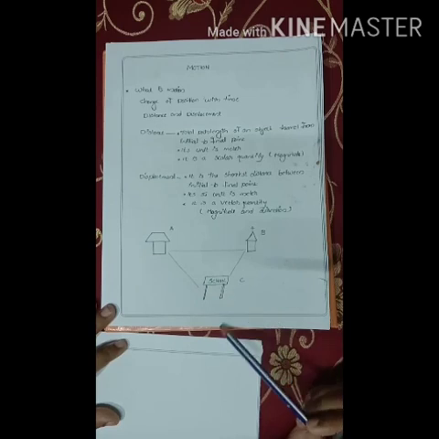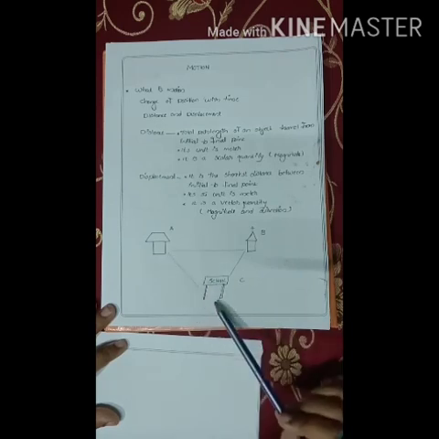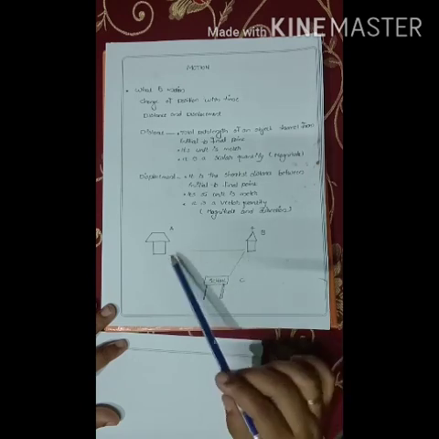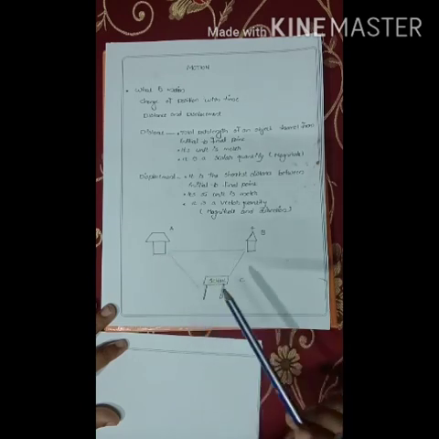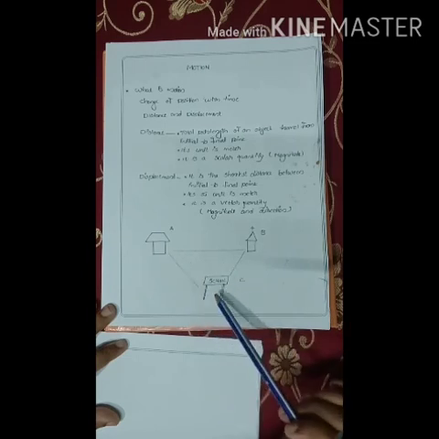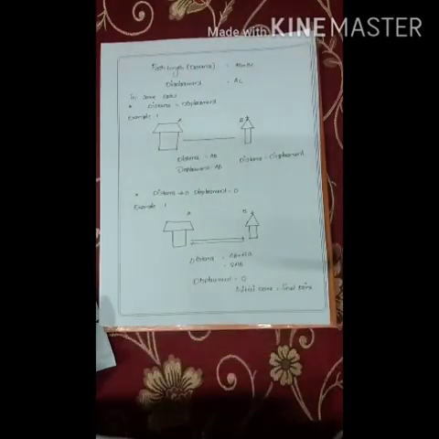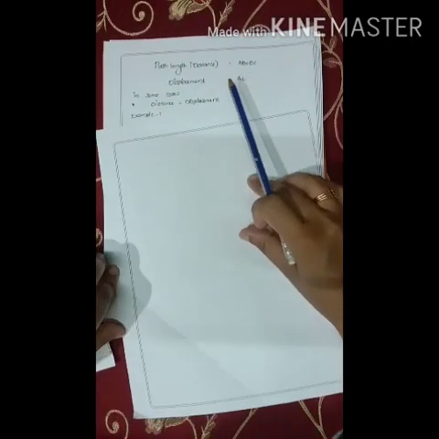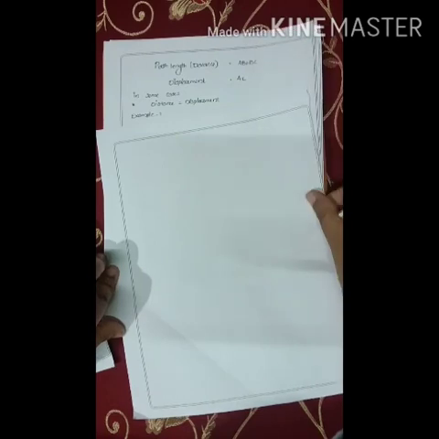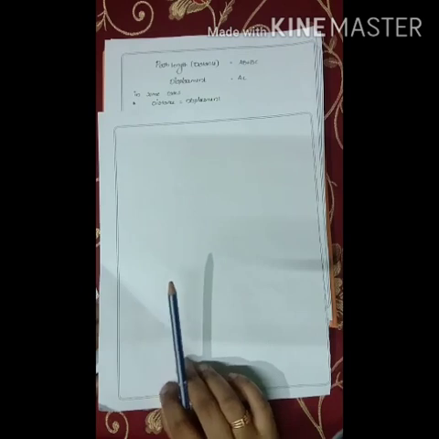Next one is about displacement. Displacement means the difference between initial and final point. In this case, initial point A, final point C. So displacement equals AC. Displacement equals AC, and distance equals AB plus BC. In some cases, distance equals displacement.